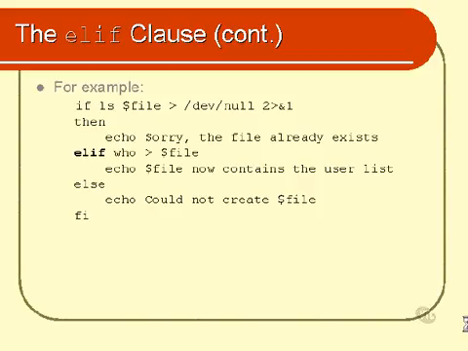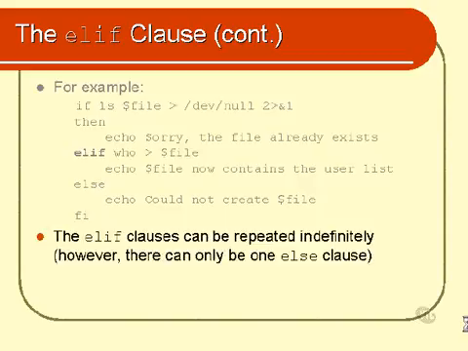So command 1 in this case is the ls of $file, and the command 2 in this case is the who greater than $file, giving us, of course, 3 separate code blocks. We're not restricted to just 3, of course. We can have as many elif clauses as we like, on and on down the page, giving us as many code blocks as we want, but of course there can only be one else clause.